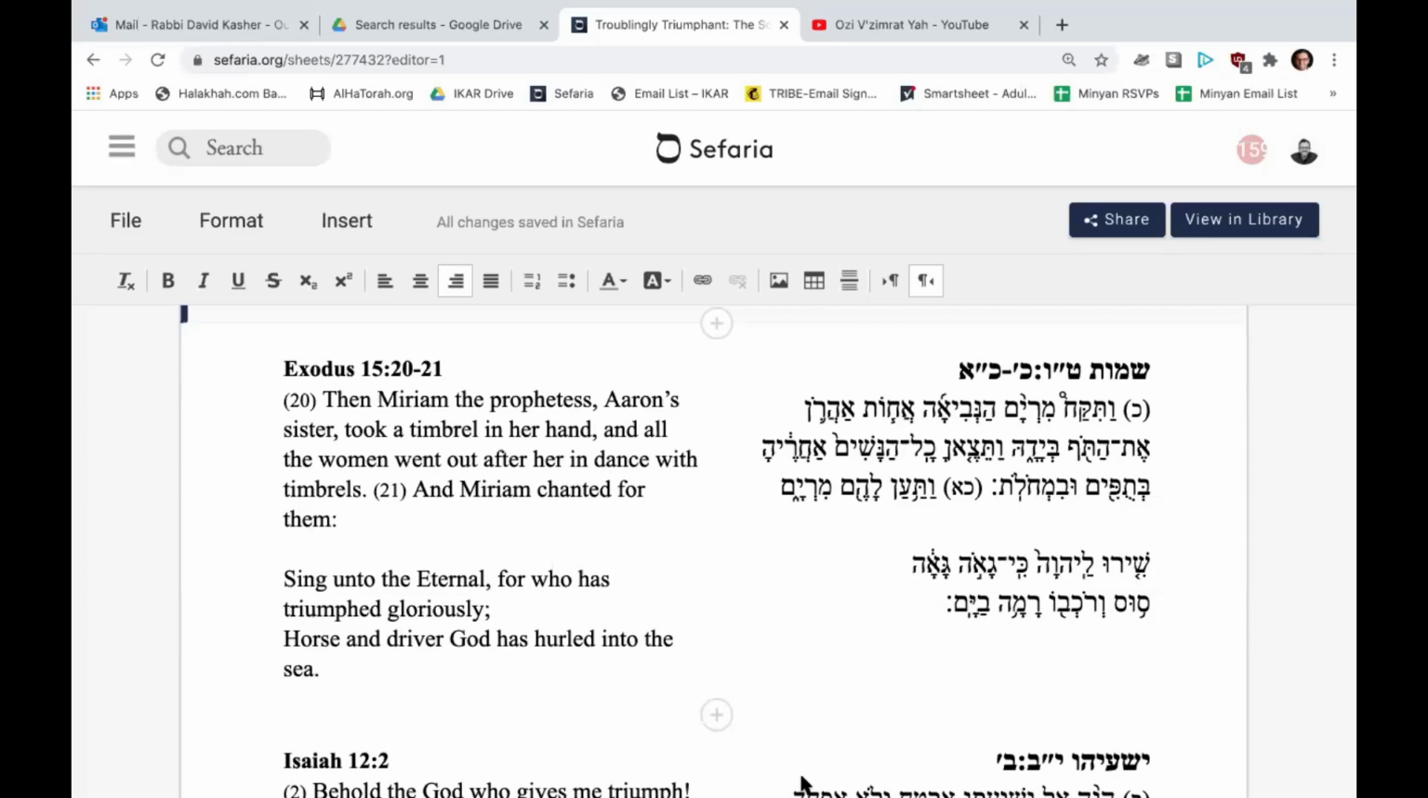And that's it, meaning we don't get the repetition of the entire Song of the Sea, but Miriam, after Moses is done, goes out with the women. They've got these timbrels, and they recite the first verse there. What do you think is happening? How do you read that?